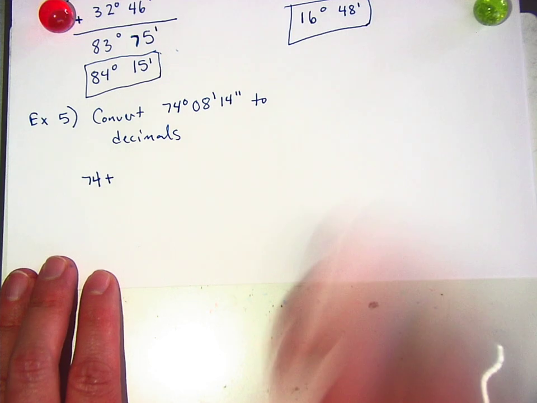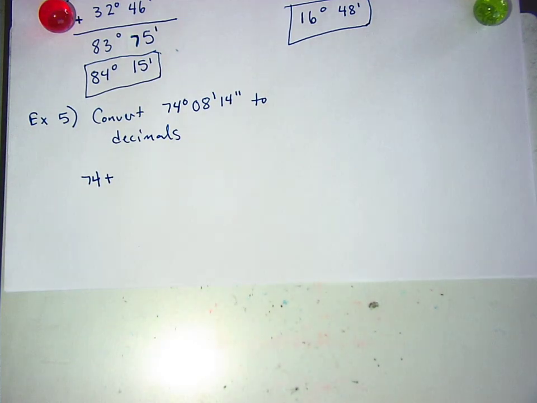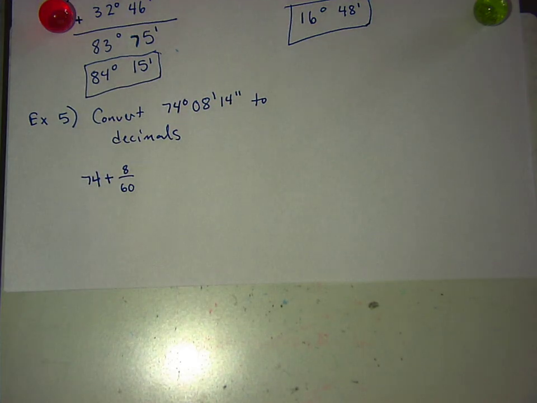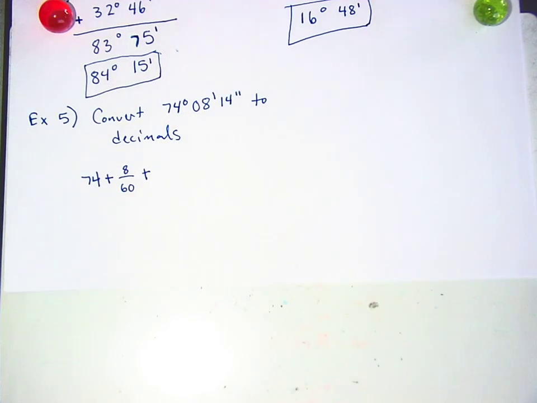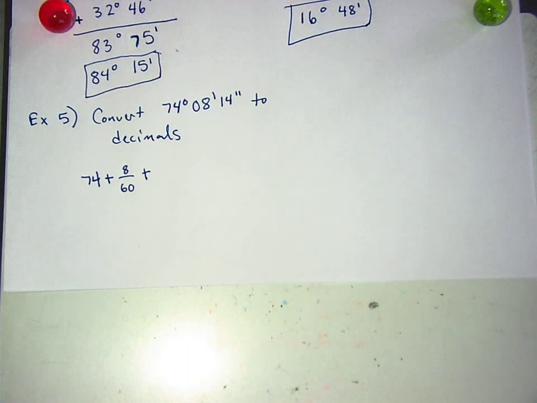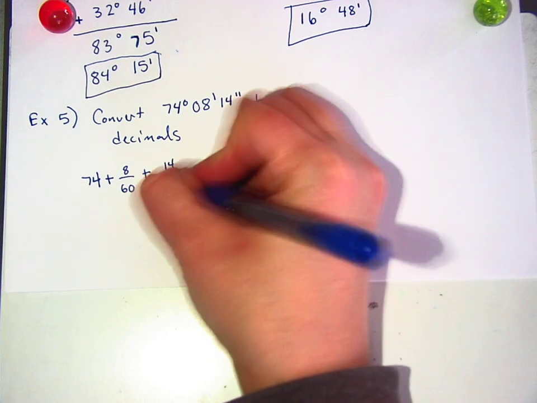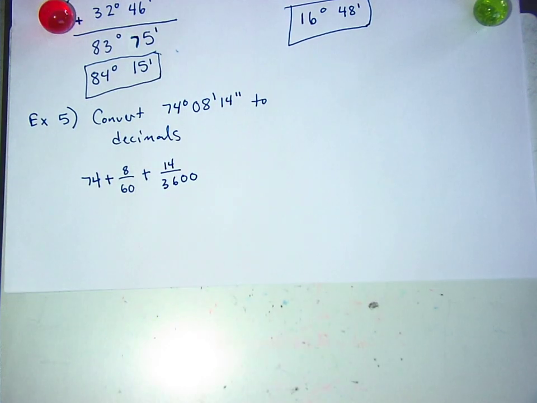74 degrees plus 8 out of how many possible minutes? 60. So you can just write 8 out of 60 here and put that directly into your calculator. Plus, now you would think it'd be 14 out of 60, but that still implies that there's how many seconds in 1 degree? It's 60 60s, right? So what's 60 times 60? 3,600, yep. So it'd be 14 out of 3,600. All right, put this in your calculator. You can do it all at once if you want. 74 plus 8 out of 60 plus 14 out of 3,600.